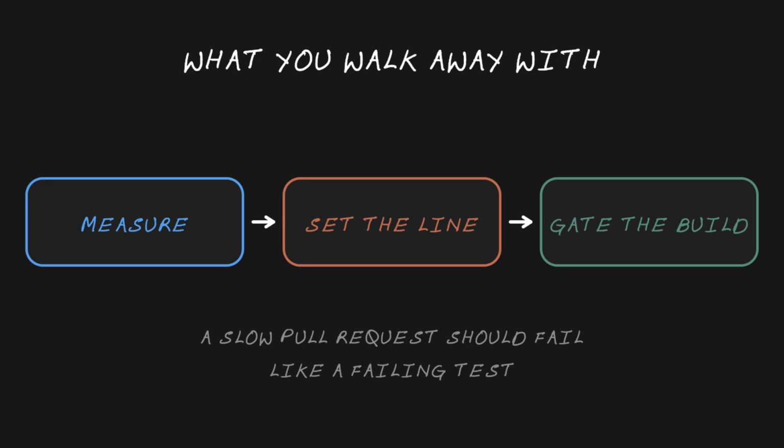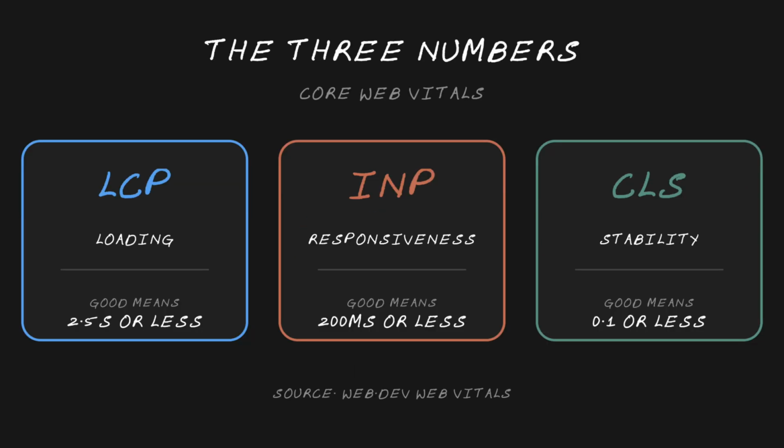The exact numbers Google uses to define a fast page as of this recording, the difference between the numbers your laptop gives you and the numbers your users actually feel, and a way to wire a speed budget into your pipeline so a slow pull request fails the build just like a failing test would. That last part is the piece most teams never build. Alright, so now let's look into the numbers.